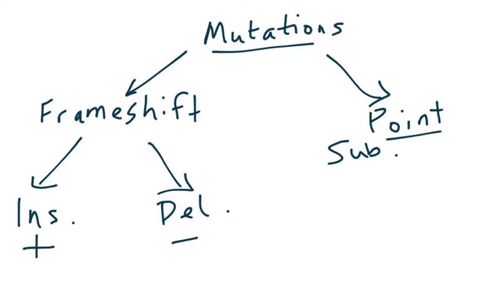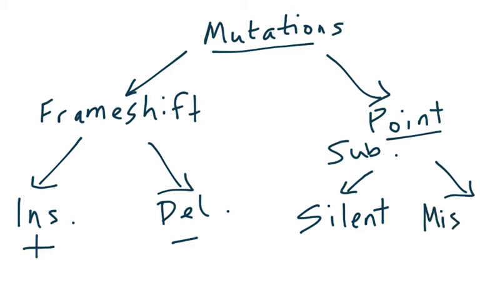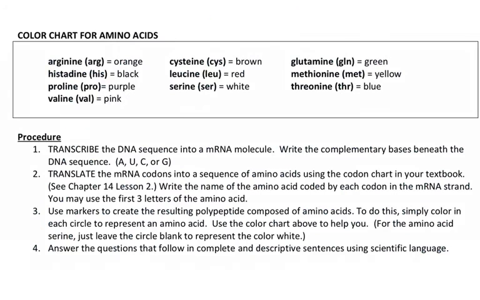Point mutations or substitutions also come in two flavors. There's silent mutations, which mean that a nucleotide is changed, but it doesn't have any effect on the resulting protein, and missense mutations, which do lead to a change in an amino acid in the protein. Below our background reading, we see a color chart. We'll need to use this when it comes time to build our protein. For now, let's move on to the procedure.